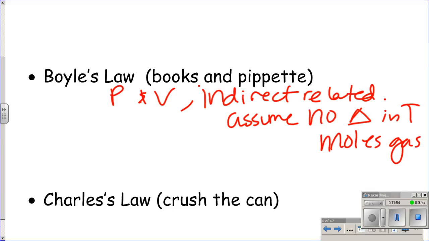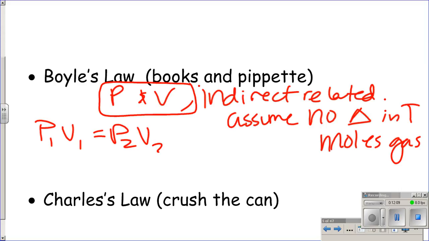Okay, so being indirectly related means that you can write an equation with it. This was on your reading guide. This should be familiar. There's an initial system, pressure 1 and volume 1, and the product of them is equal to pressure 2 and volume 2. That is Boyle's law. Notice we didn't put temperature or moles in there, because those are not changing, only pressure and volume are. So increasing the pressure would cause a decrease in volume, indirectly related.